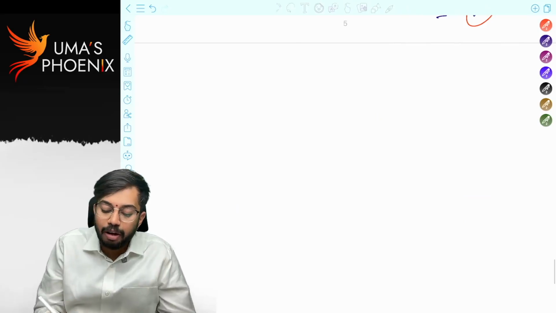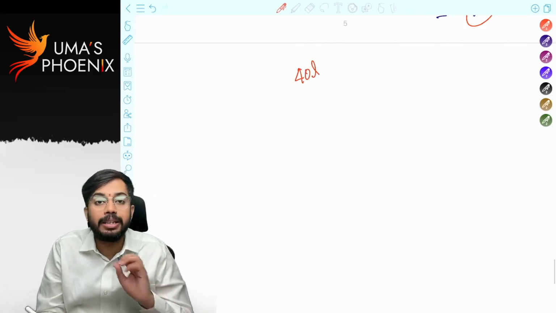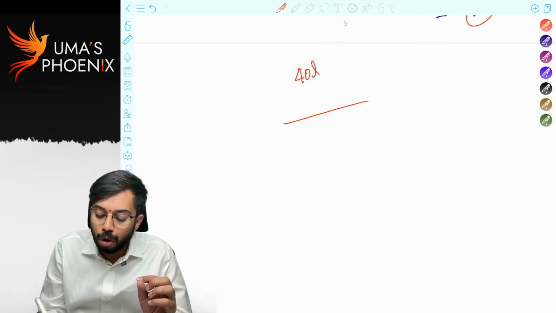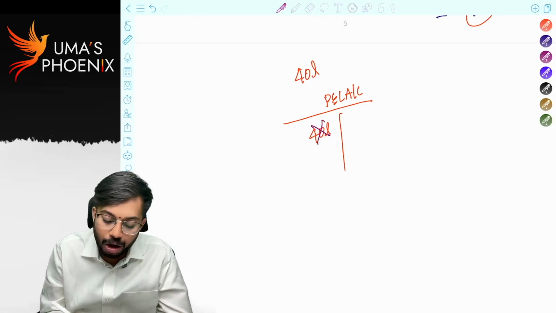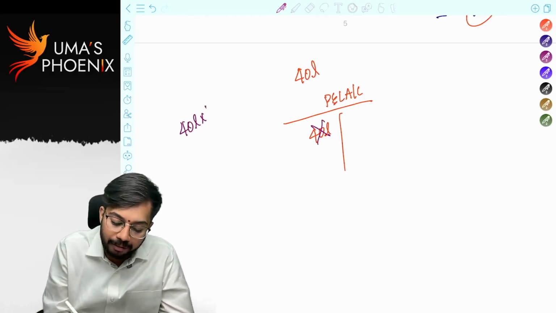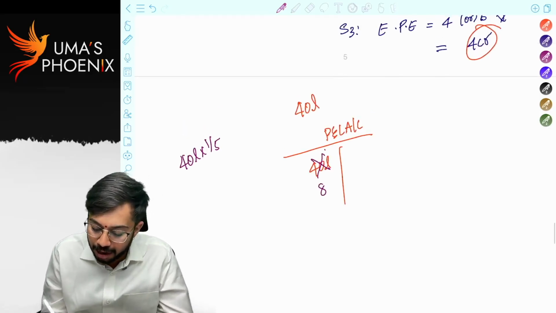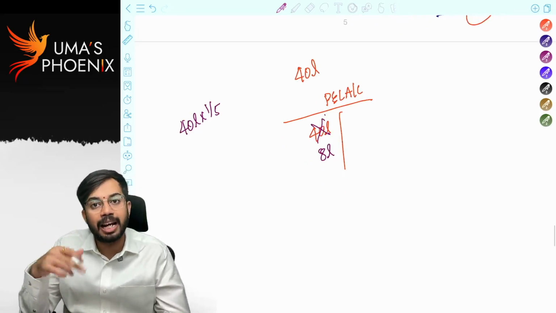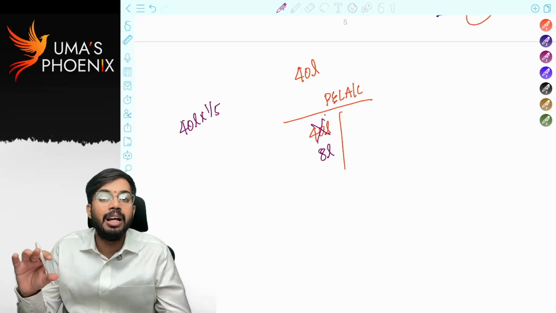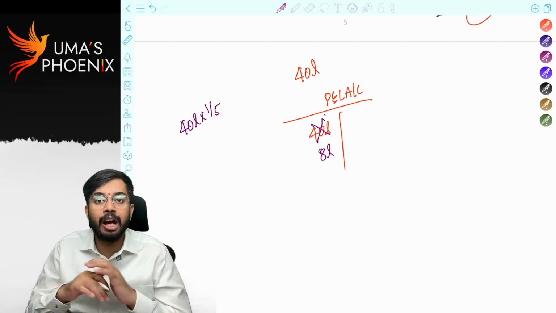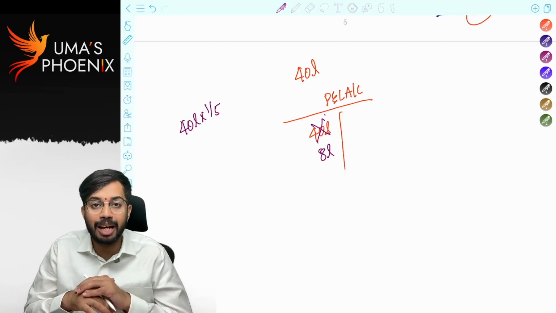Let's say 40 lakhs VRS compensation is paid by employer. Total 40 lakhs he cannot claim as deduction in P&L account. Total 40 lakhs is not allowed. 40 lakhs into 1 by 5. That means how much? 8 lakhs is allowed as deduction in first year. Second year 8 lakhs. Likewise, over a period of 5 years, in 5 equal installments, VRS compensation expenditure is allowed as deduction.